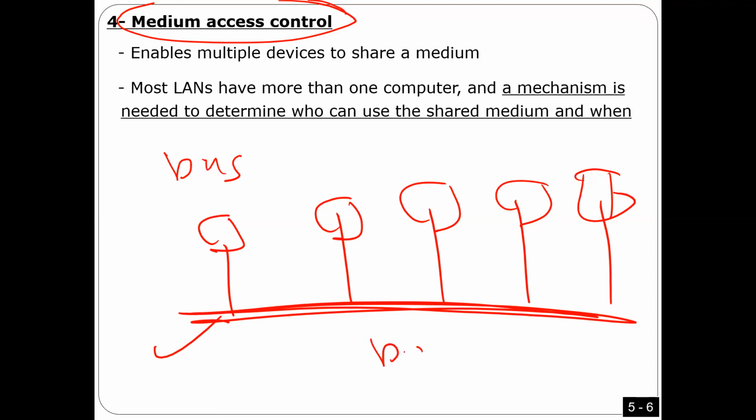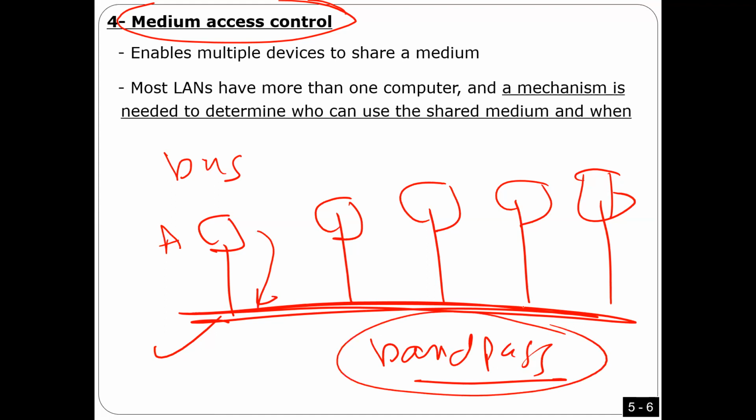Here we use baseband, because of that, only one computer can use the channel at any time. If computer A decides to transmit, it is going to use the whole bandwidth, as I explained before. So if computer A decides to transmit, no one else should transmit. Otherwise, if two computers transmit at the same time using the same frequency, that's what we call a collision.